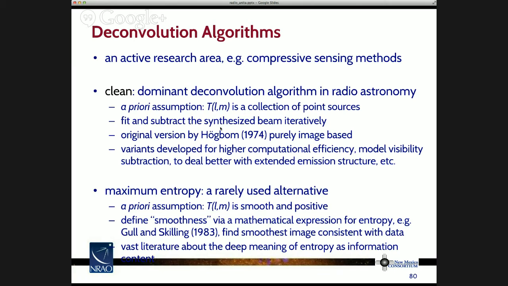And there's a lot of exciting literature about the deep meaning of entropy as Bayesian information content. So maximum entropy is pretty cool, but it's not used that often. Pretty much now everybody uses clean. So I'm going to describe clean in a little bit of detail. Here's what the algorithm does.